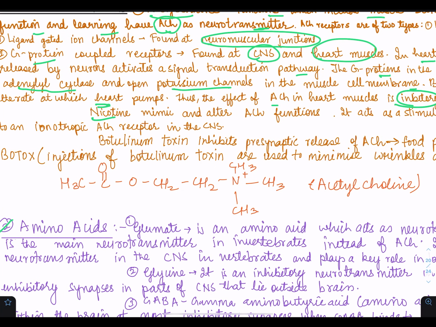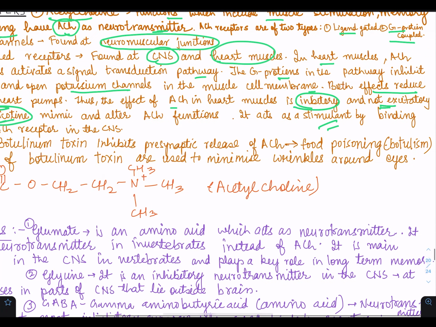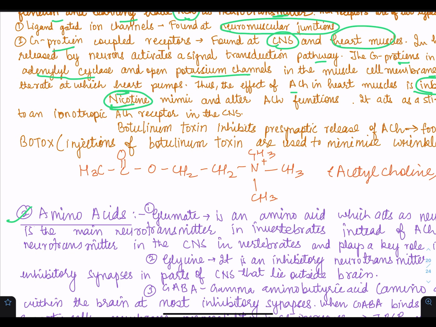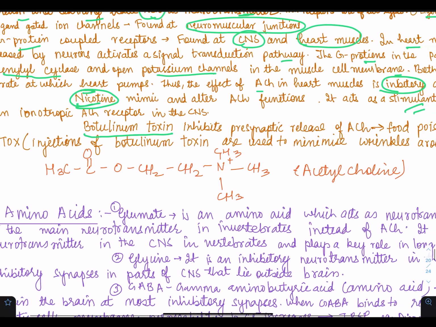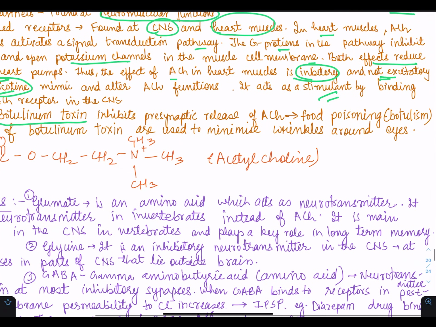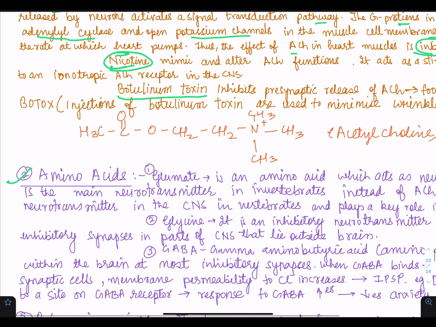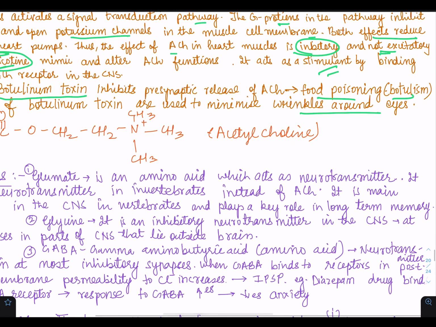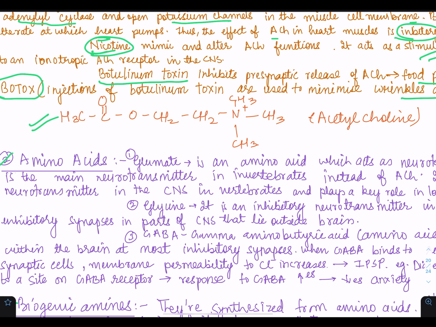Nicotine mimics and alters acetylcholine functions. It acts as a stimulant by binding to ionotropic acetylcholine receptors in the CNS. Botulinum toxin inhibits presynaptic release of acetylcholine, as a result of which we have food poisoning known as botulism. Botox is the brand in which injections of botulinum toxin are used to minimize wrinkles around eyes. And this is the structure of acetylcholine, as you can very well see over here.